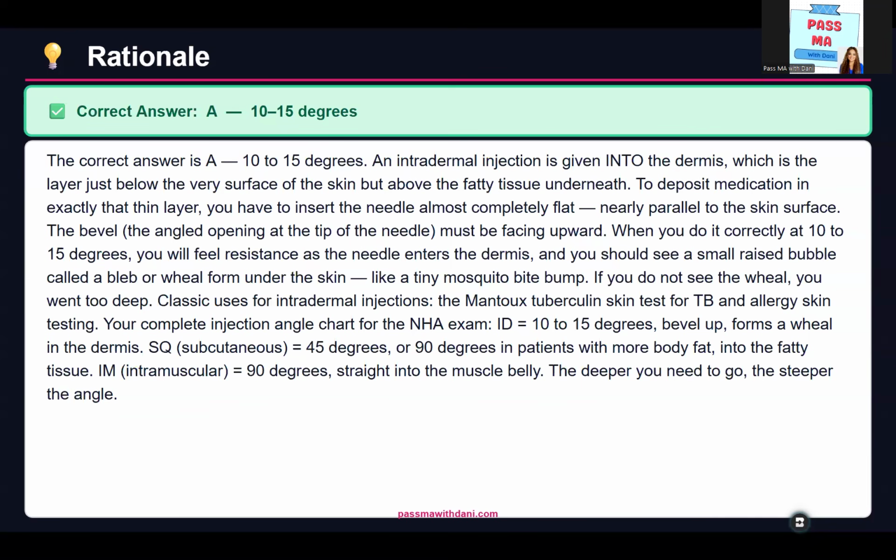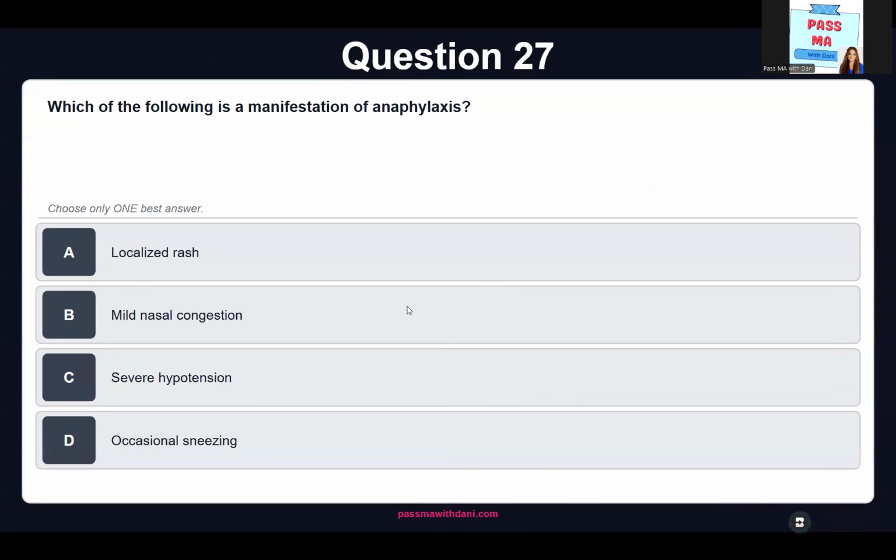Remember for sub-Q, think about the side of a triangle. Intramuscular, IM, goes into the muscle. That is a 90-degree angle. Think of shooting a dart. Okay, it goes straight in. There's no tilt to the needle or slant.